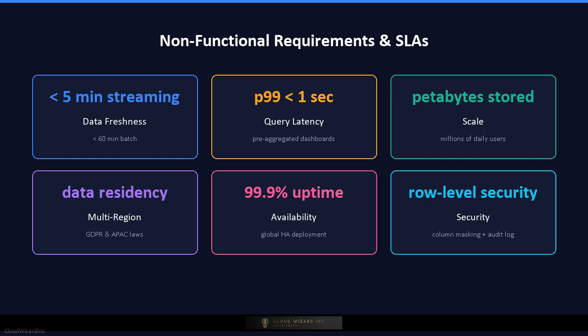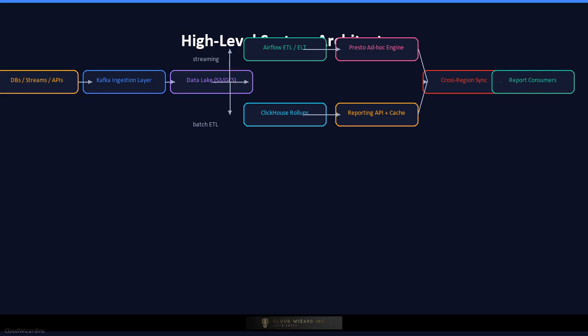Consistency is important, but eventual consistency is acceptable for reporting. A report that is 10 seconds stale is far better than a report that is wrong. And the system must be secure, with row-level security, column masking for sensitive fields, and a full audit log of every report access. Here is the high-level system architecture.